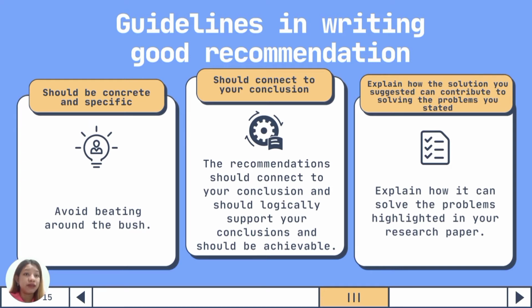First, it should be concrete and specific. Avoid beating around the bush. You can choose to restate the problem and then explain specific measures that can be used to solve those problems. The solutions or call for action should be specific for the problems you have stated earlier. Do not introduce new questions or problems at this point.